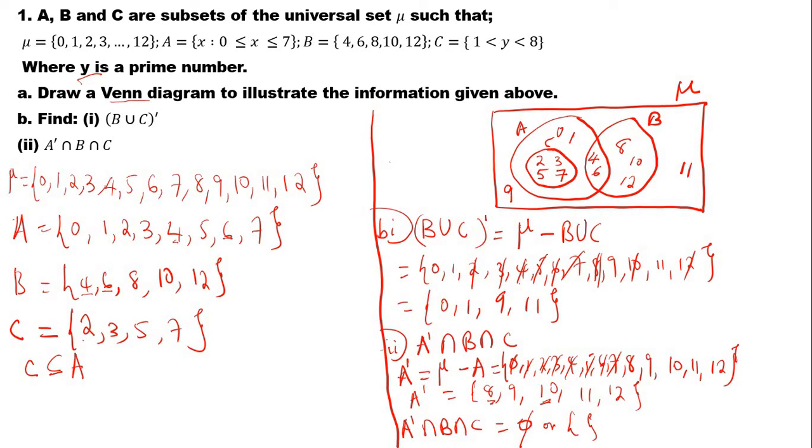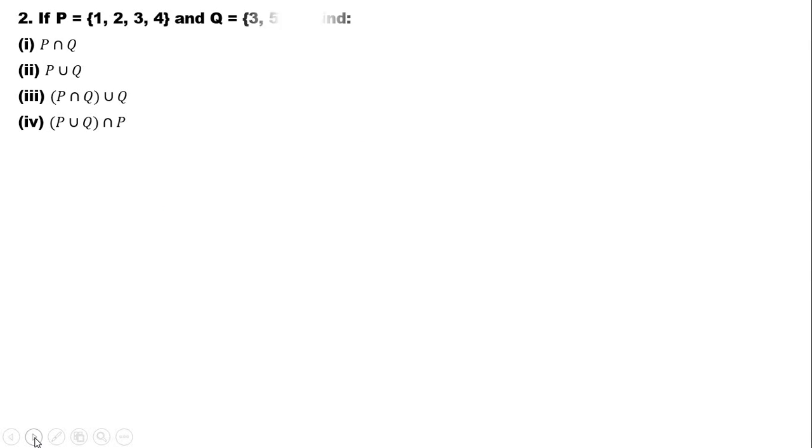Look at it again, try it, put it down in writing and work it out yourself. Okay? So we go to the second question. Okay, this is our second question. We have P and Q. So we are asked to find P intersection Q.